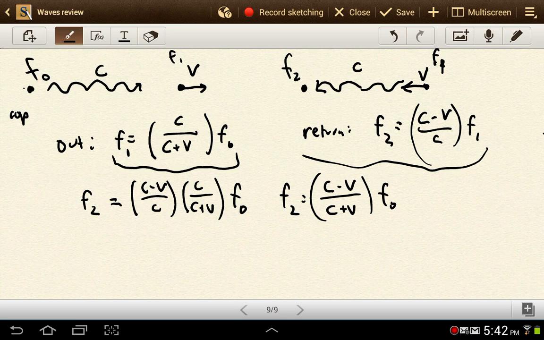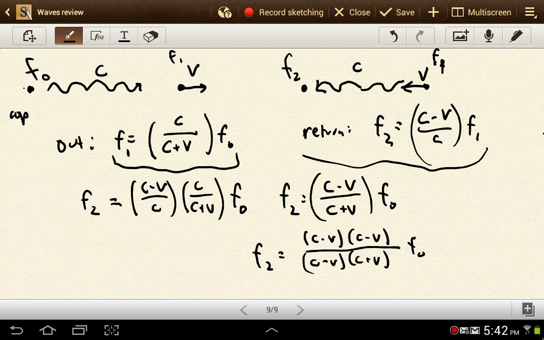The way I would go from here... I don't know. There's no easy way to go from here. I sort of painted myself in the corner. There are probably easier ways to do this problem. But I'm going to multiply top and bottom here by c minus v. So f2 is (c minus v) times (c minus v) over (c minus v) times (c plus v) times f0. And now you're like, what the hell does that get you?